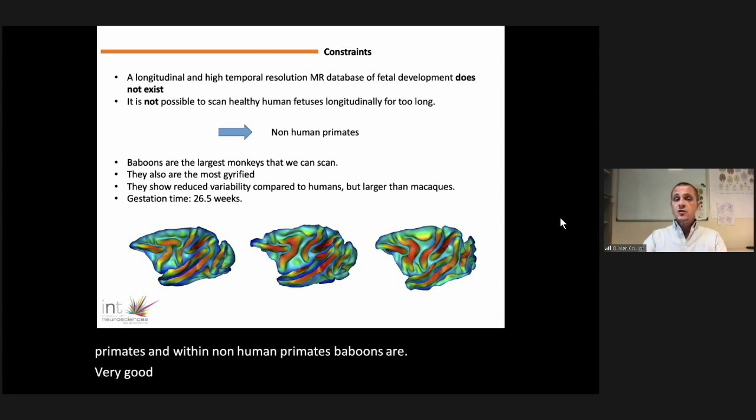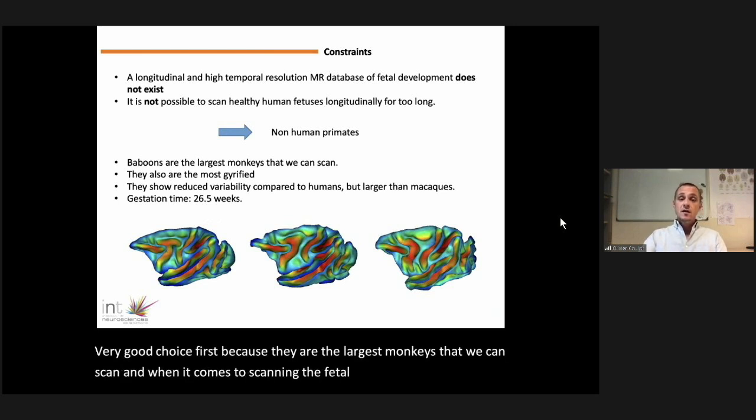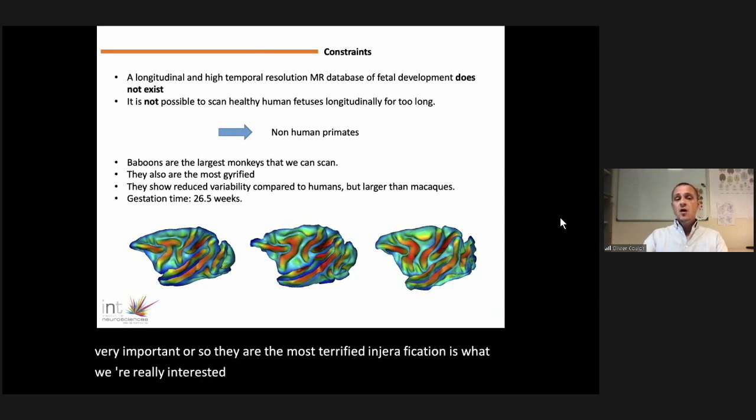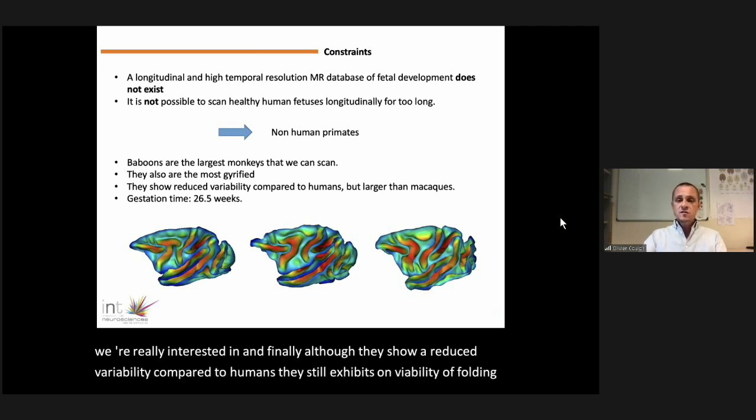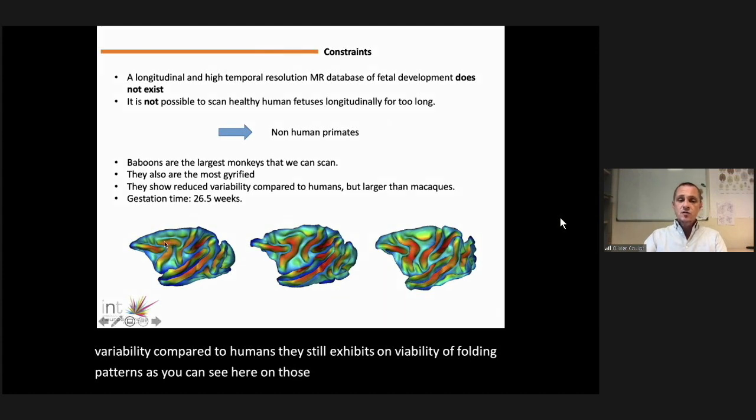First, because they are the largest monkeys that we can scan, and when it comes to scanning the fetal brain with MRI, the size is very important. Also, they are the most gyrified, and gyrification is what we're really interested in. And finally, although they show a reduced variability compared to humans, they still exhibit some variability of folding patterns, as you can see here on those three examples, if you look at the arcuate sulcus in the frontal lobe.